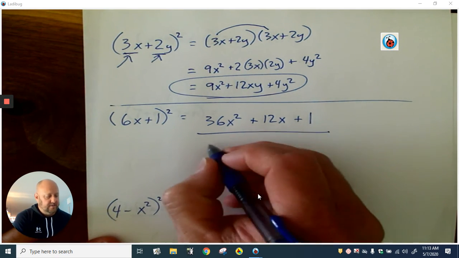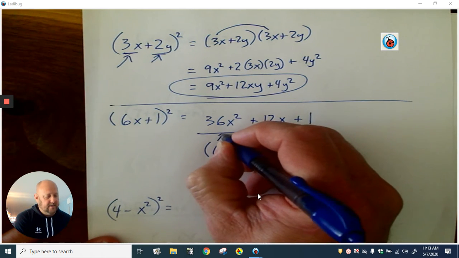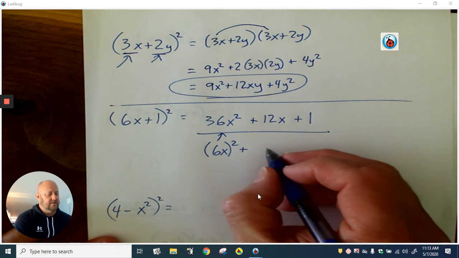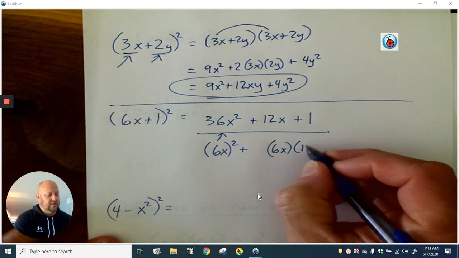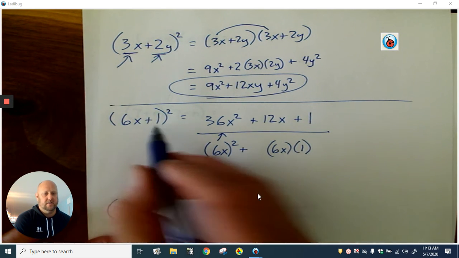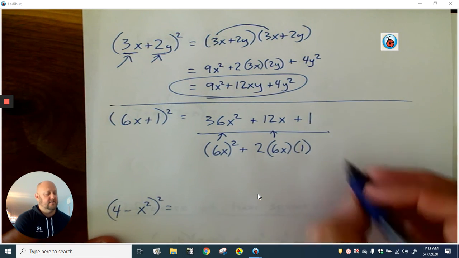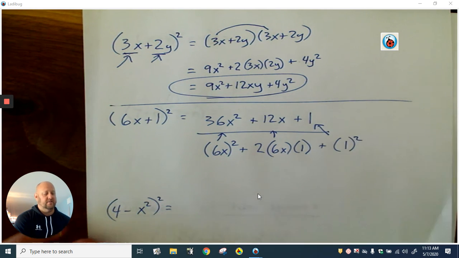Again, all you're doing is taking the 6x, squaring it. That's how you got that first term. To get the second term, you take the 6x times the 1, so multiply those two together, and then times it by 2. That's how we got the 12x. And then you just take the second one squared, and that's how we got the 1.